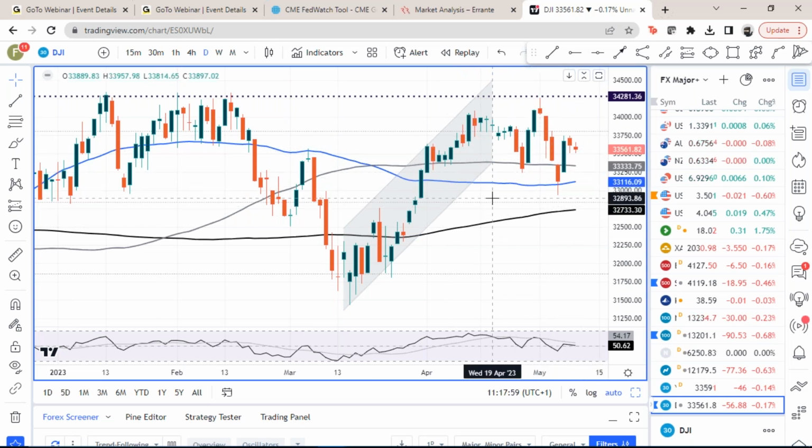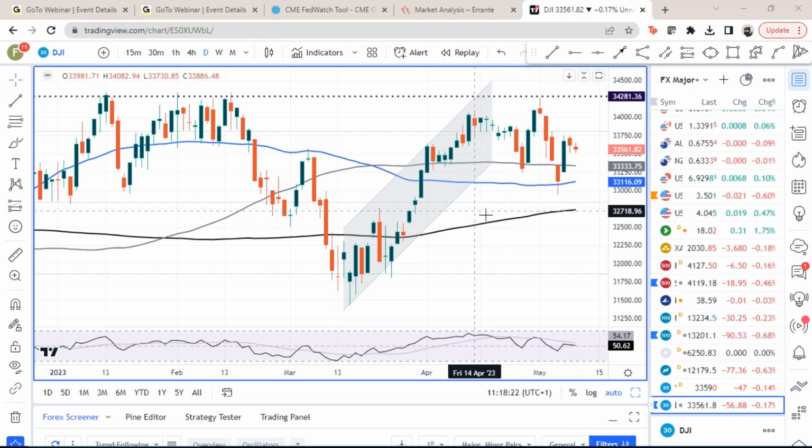Tapped the 50-day moving average. The 100-day moving average is the grey one, so maybe first line of support at all of the threes there, 33,333. Otherwise, if we move lower, then 33,116 is potential support. Otherwise, looking to push above sort of 34,000 up towards that big resistance level.